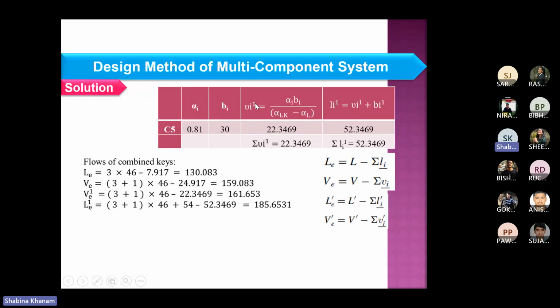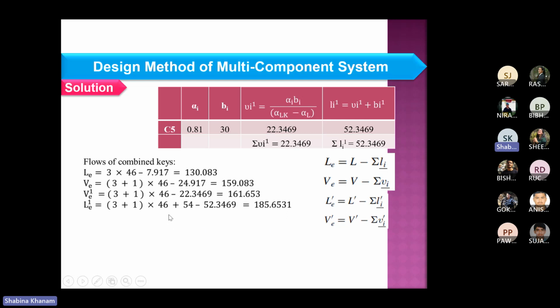Accordingly we can have Vi prime, this is not 1, this is prime, and similarly Li prime should be equal to Vi prime plus Bi prime. I should be subscript, and instead of 1 you can consider prime. So in this way we can find out the limiting flow rate of heavy non-key components, and then we can find out the flow of the combined key.